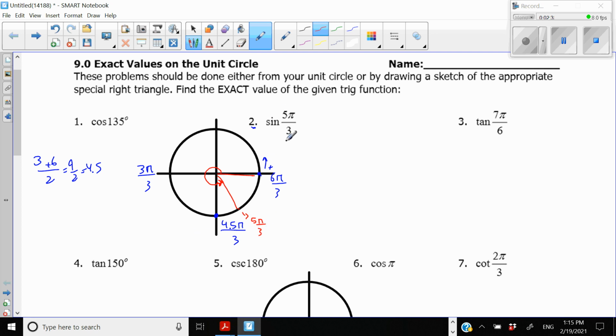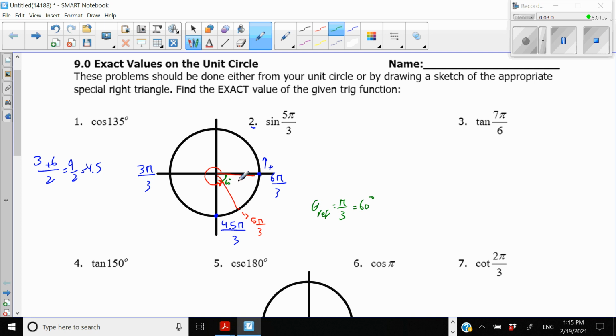Now, how do I find sine of this angle? First, I need to find the reference angle. The reference angle is the angle made by the terminal side of the angle and the x-axis, and it's here, this one. What is the measure of that? It's 6 pi over 3 minus 5 pi over 3, which is pi over 3, and it's equal to 60 degrees. So this is 60 degrees.